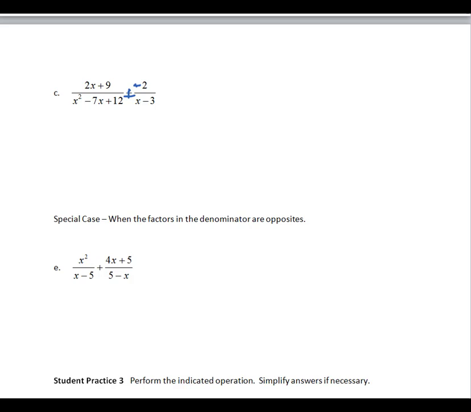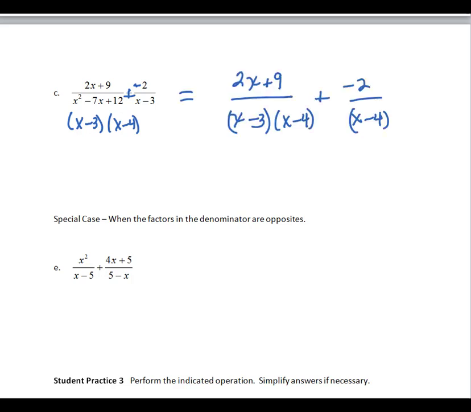All right, we're going to follow the instructions for finding an LCD. We're going to factor each denominator. This is x minus 3 times x minus 4. Can't factor the second denominator. I'm going to rewrite the fractions. This way I have a little bit more room to work with.